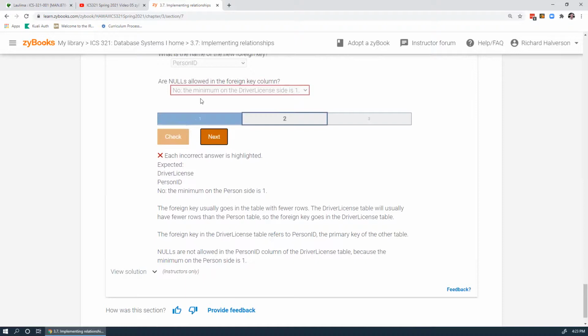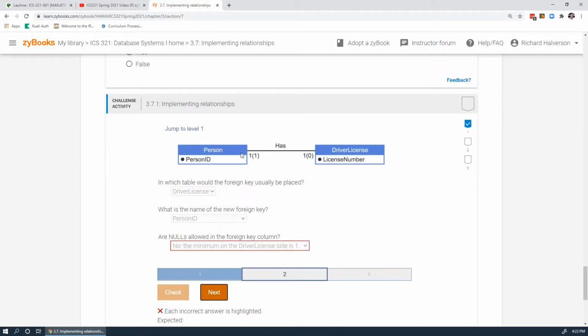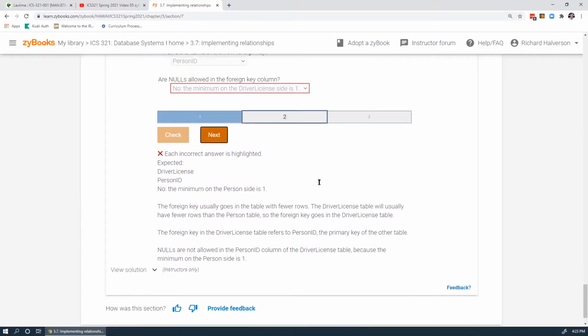That's true. No, it's not allowed there because the minimum on the person side is 1. Okay, so they're just saying that on this side, it's 1. So this is the person side. And this says something about what is populated in the foreign key field here, but that's what I was thinking.